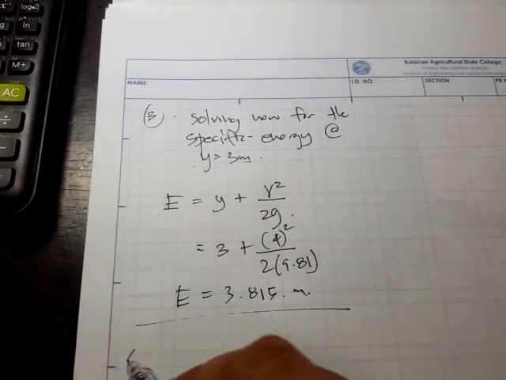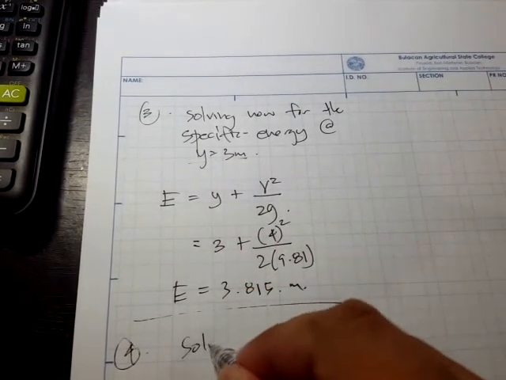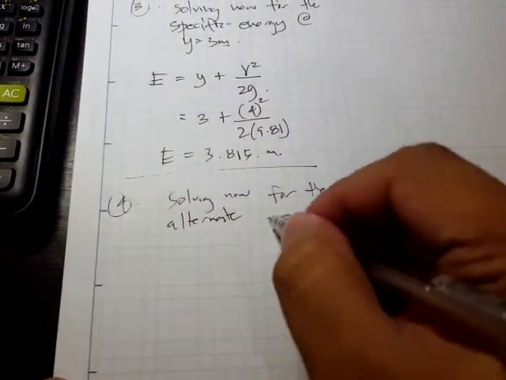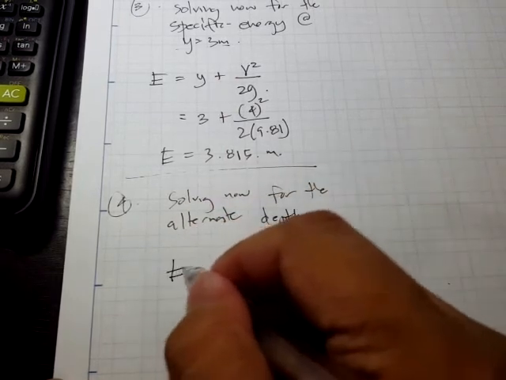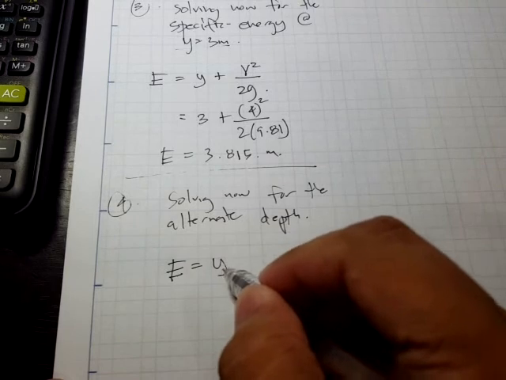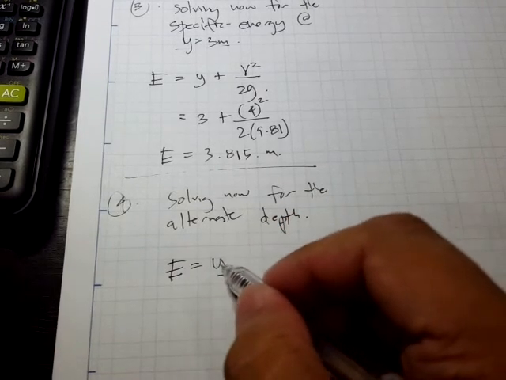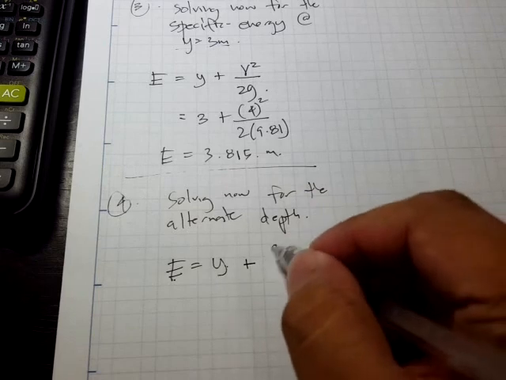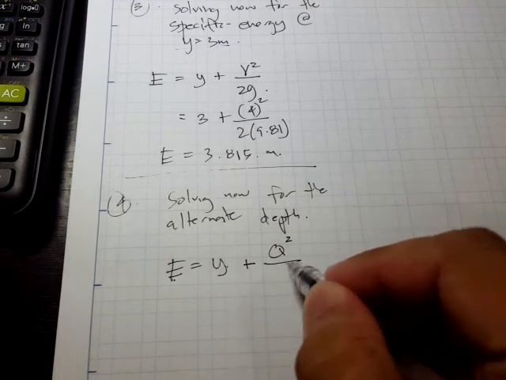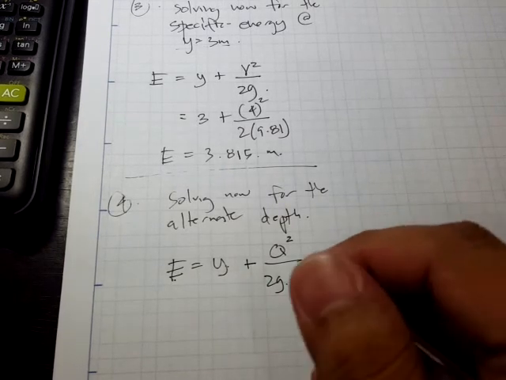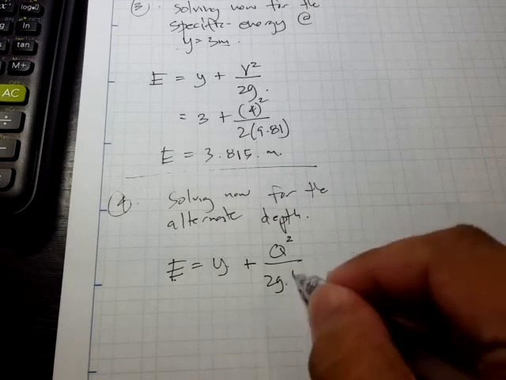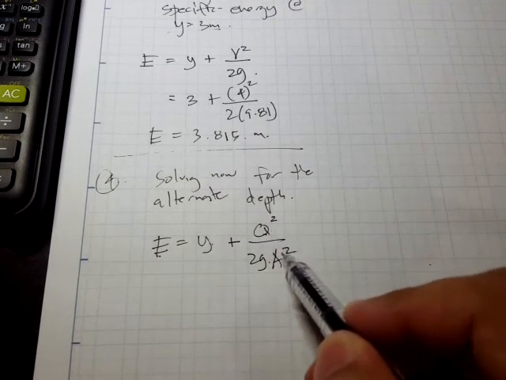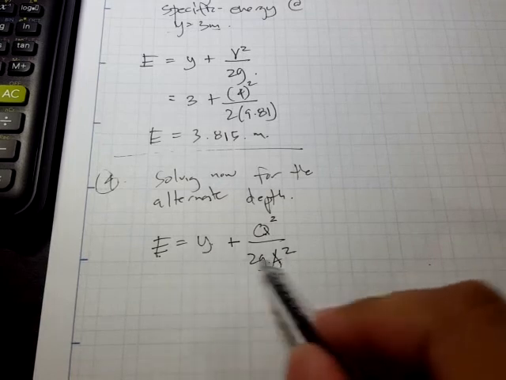Okay, so now solving for the alternate depth. We use the same equation, E is equal to y, except that this y is the y at the alternate depth. So this is unknown, this is given, plus, and right here instead of using the v squared all over 2g, we'll use this other term, Q squared over 2g times A squared, because this one is constant and this one can be expressed in terms of the depth.